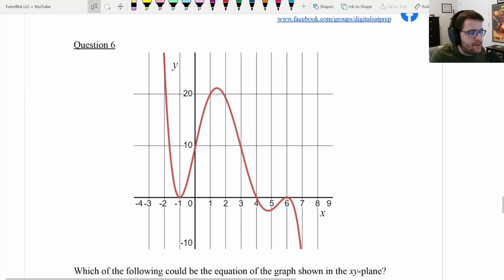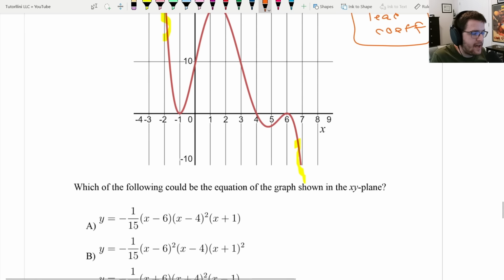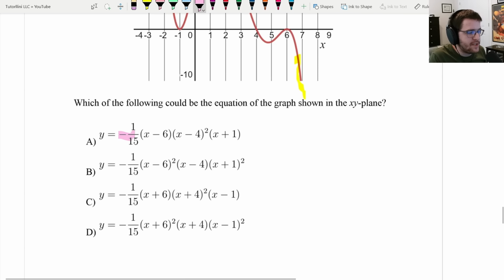Okay, so right away I am noticing that this guy is doing a little disco, right? So this is an odd function. And because it's going down as we go left to right, it's got a negative lead coefficient. So let me jot that down. And let's look at the answer choices and see if that helps us narrow it down. Unfortunately, it doesn't. They all have negative 1/15 in front. So we don't really need to worry about that, which is convenient, but maybe for a different question, it wouldn't be like that.